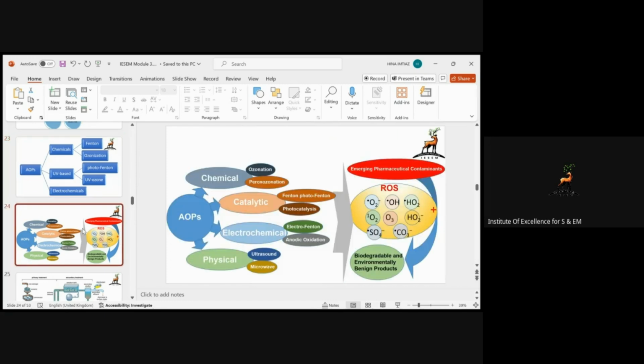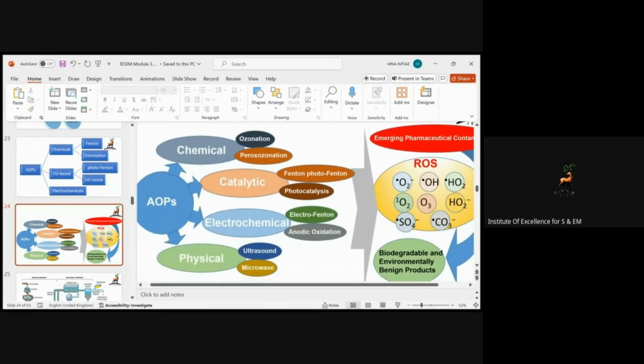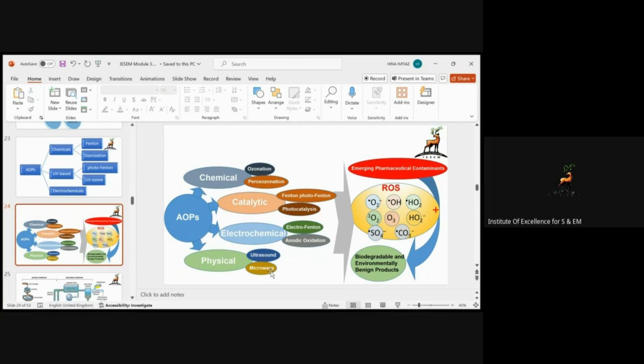oxidation processes. So basically, the advanced oxidation processes include these methods, which I have already discussed in the previous class, but you can have a few new things in this slide. Number one, in chemical, you are going to use ozonation, peroxidation, and in catalytic activity, you are going to use the Fenton. Again, I have already mentioned the process known as photocatalysis, and in electrochemical, you are going to use an anode and cathode type of structure. You can use that electrolytic cell in treating the wastewater, and in physical treatment, you can use ultrasound waves or microwaves.